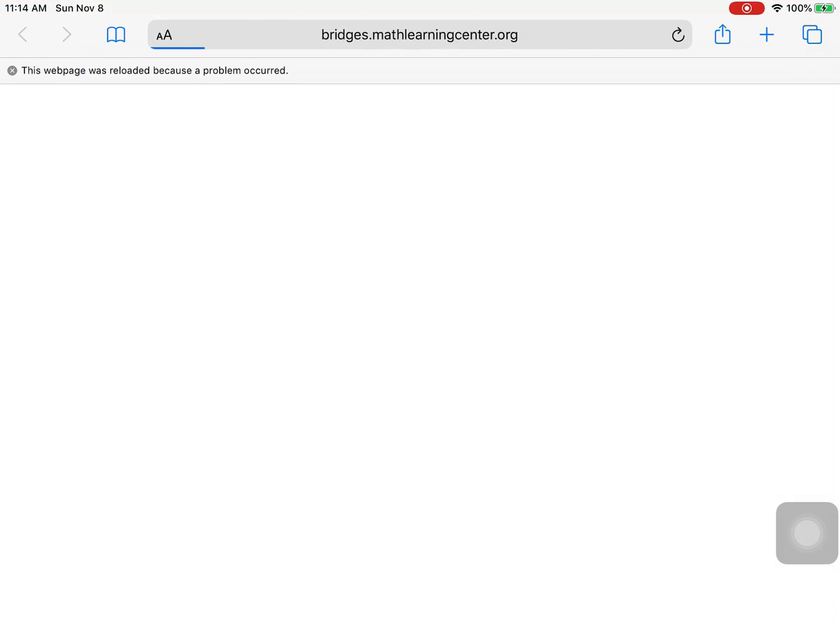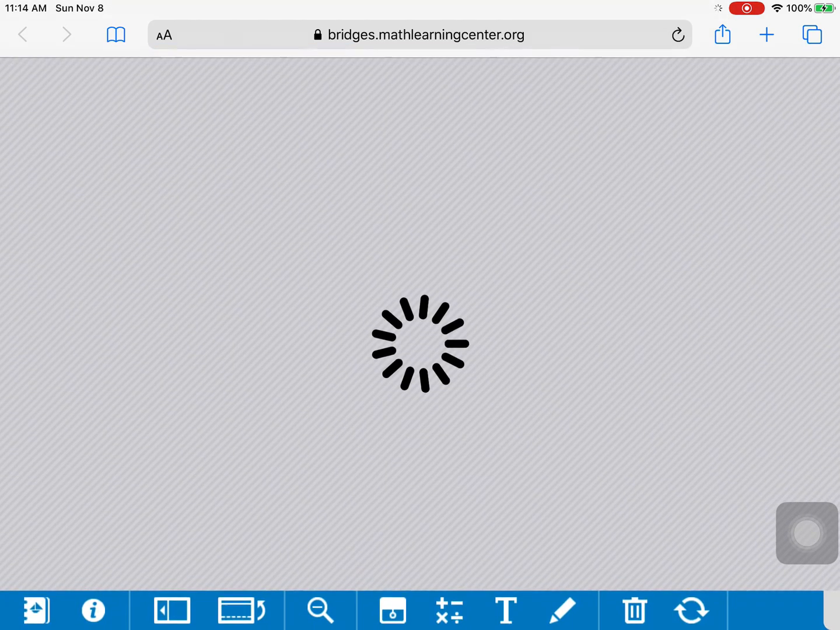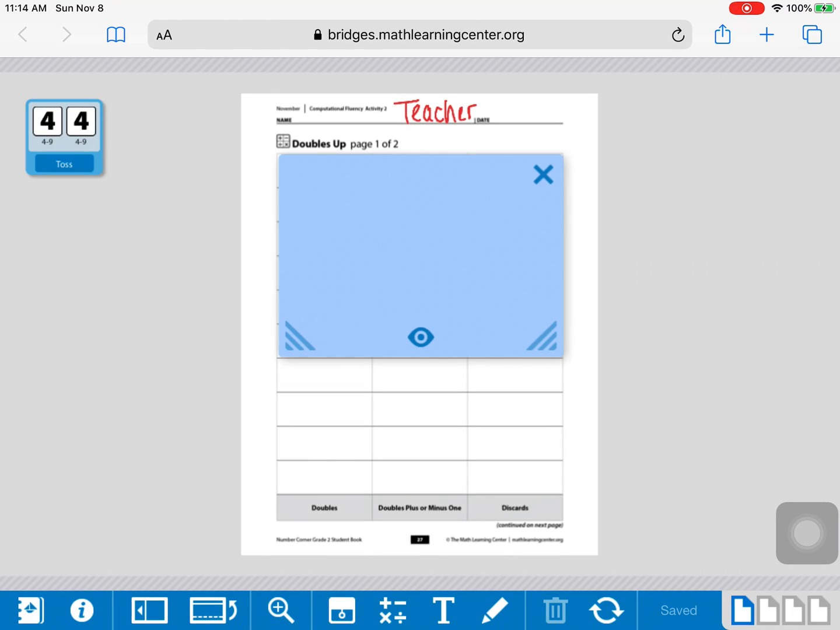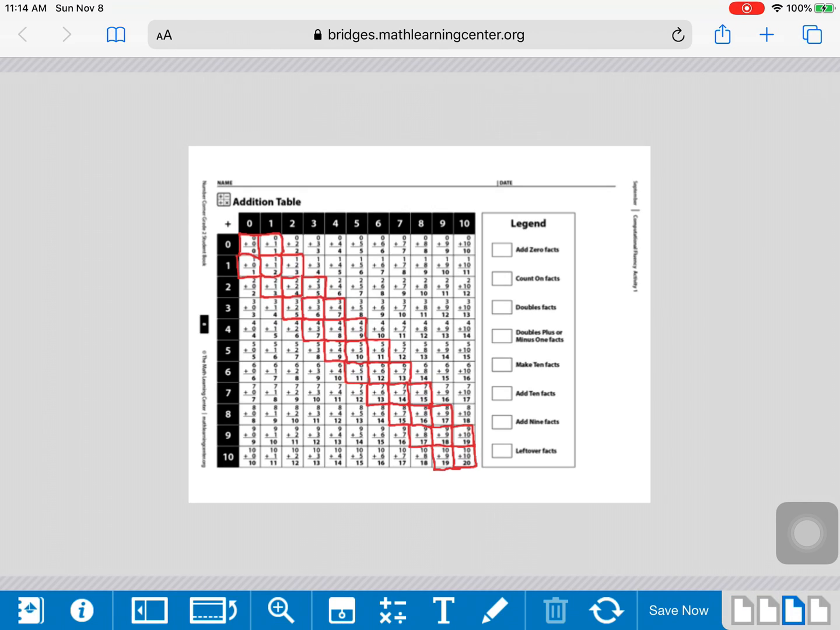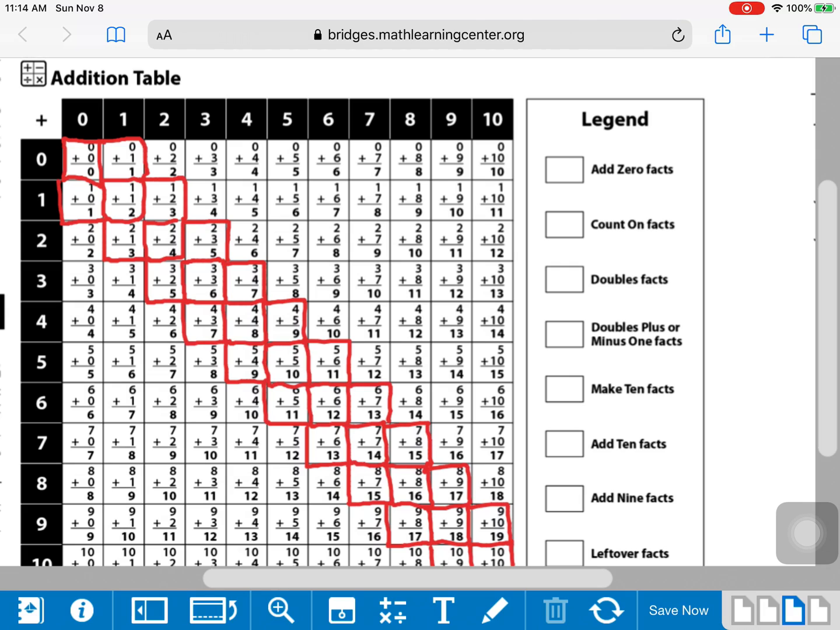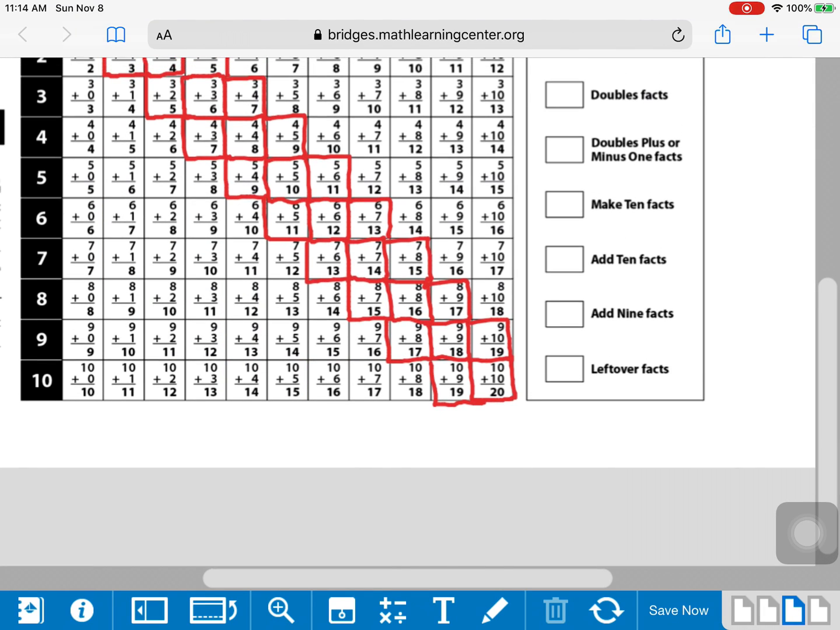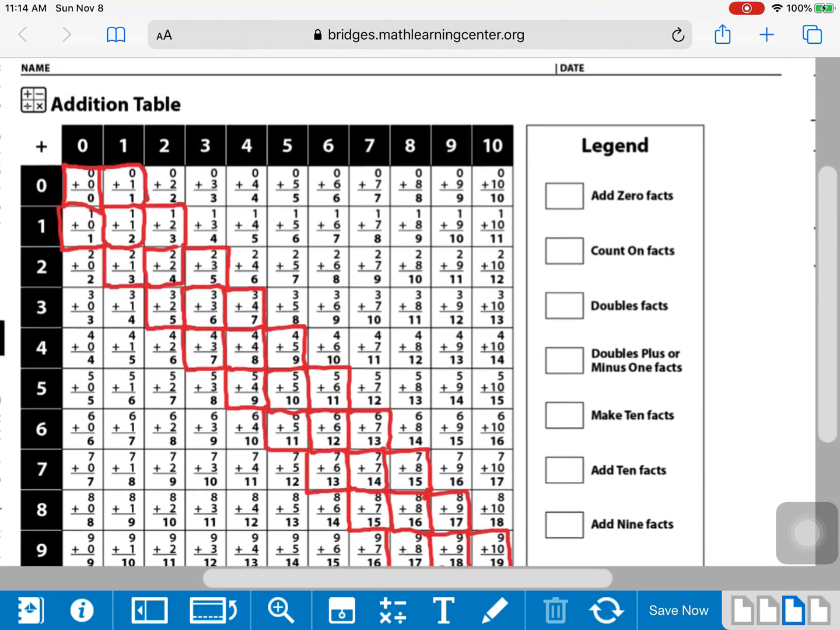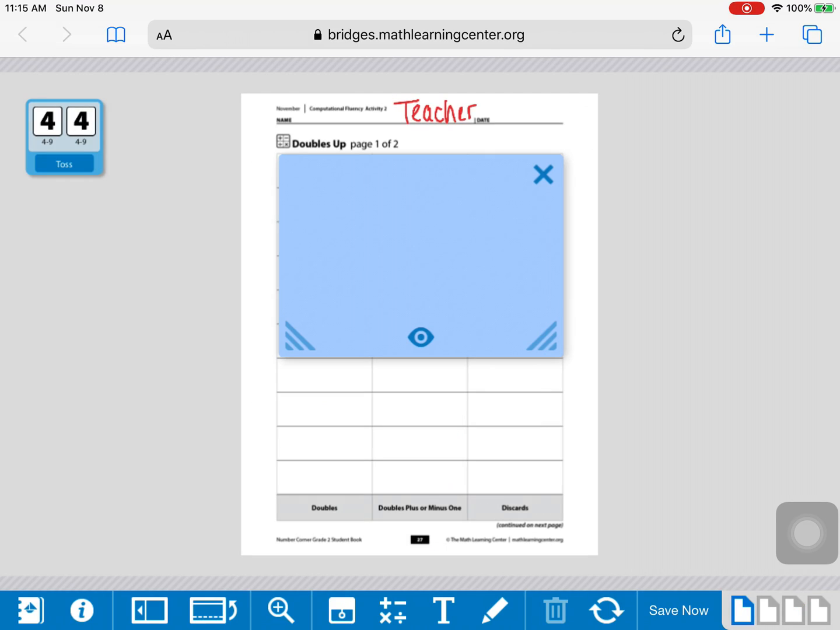And to do that, we are going to go on the Virtual Bridges website. And I have already set up 2 pages, one for the teacher and one for the student. And remember that we are looking for those doubles or doubles plus or minus 1 facts. Now we are only going to play till we get to about half the sheet because we are limited on time. So the way this game works is each person is going to roll 2 dice numbered 4 through 9.